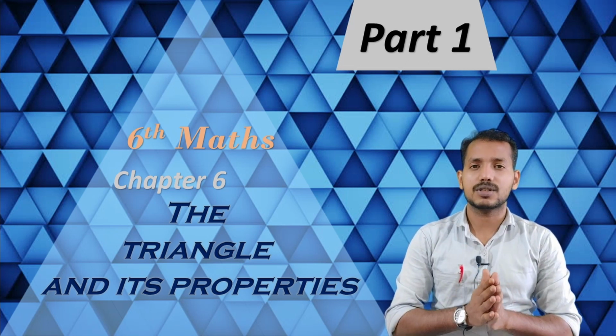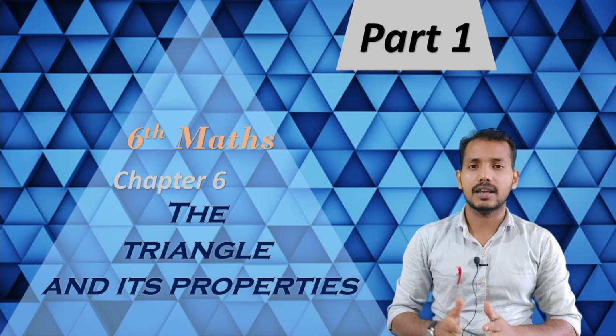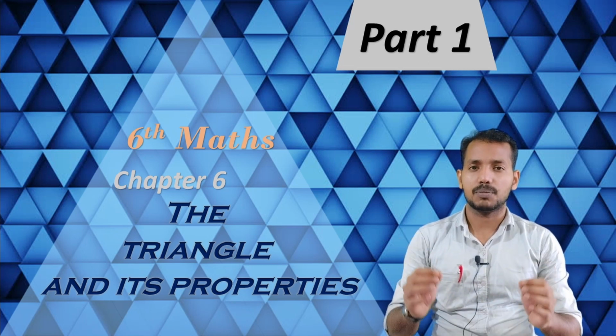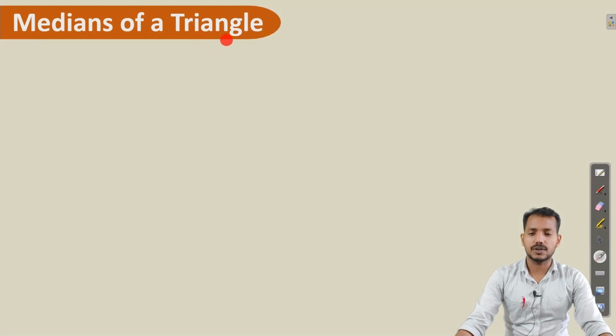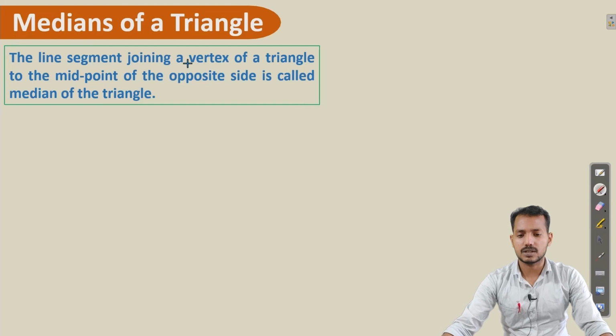And I am not going to discuss those basic topics again. I am directly getting to the topics discussed in this chapter. First topic is medians of a triangle. What is a median? The line segment joining the vertex of a triangle to the midpoint of the opposite side is called a median of the triangle.